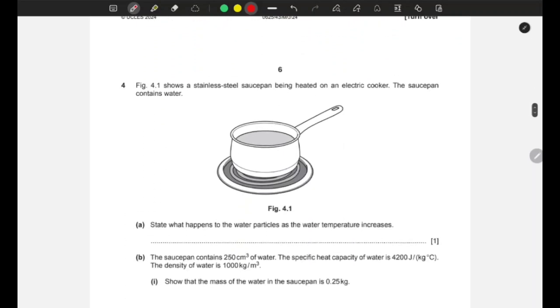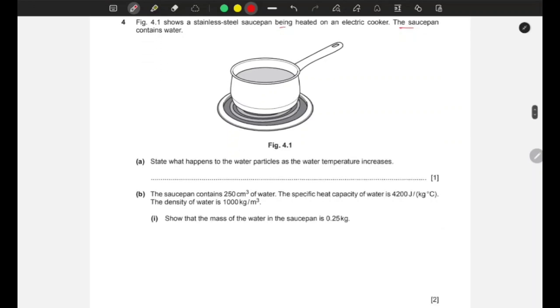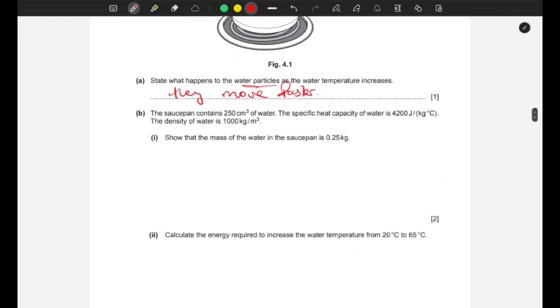Let's go to question number 4. Figure 4.1 shows a stainless steel saucepan being heated on an electric cooker. The saucepan contains water. State what happens to the water particles as the water temperature increases. So the water particles, they move faster. When the temperature increases, their kinetic energy also increases, so they're going to start moving faster.